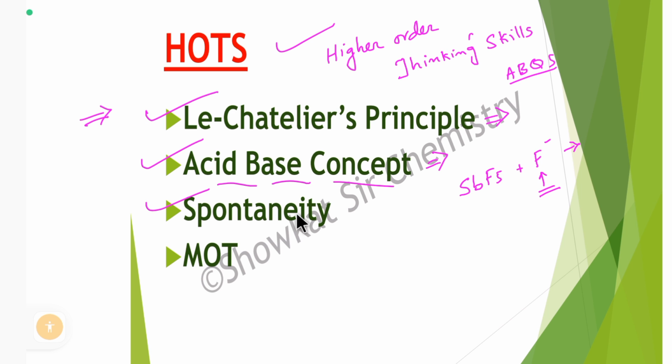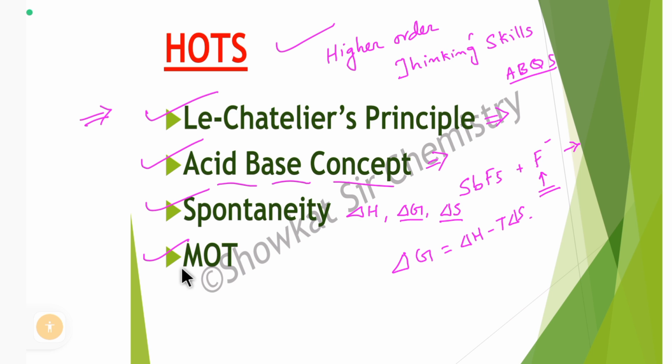Then very important is spontaneity. It will be asked from either enthalpy change, the Gibbs free energy, or similarly the entropy change. That means how a reaction will be spontaneous. Will it be spontaneous or not? Sometimes a value will be given, sometimes you have to calculate this delta G. I hope you remember that delta G is always equal to delta H minus T delta S, right? So a question can be asked from this spontaneity.